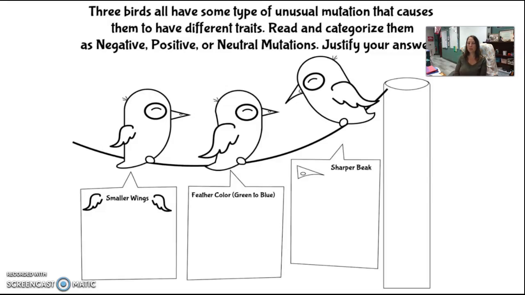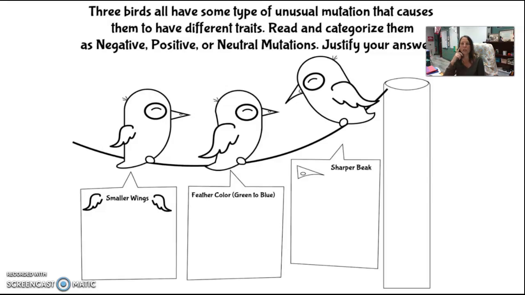And then on the second one, feather color, green to blue. Again, we don't know where it's living, right? So most likely just a color change would be more of a neutral mutation. However, if it's a small little bird that lives right in leaves and it turns to blue and it makes it really easy to see and there's a larger bird that eats it, it could be a negative, right? You could come up with a reason why it could be a negative, although in most cases it would probably be a neutral.